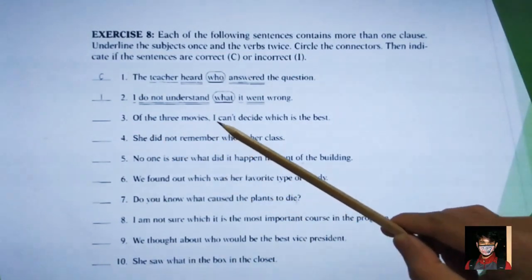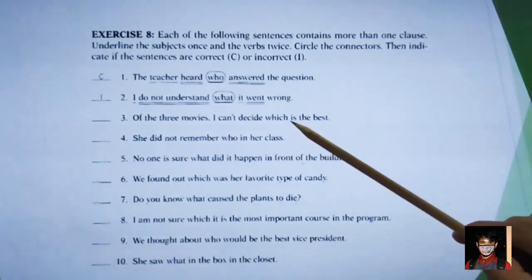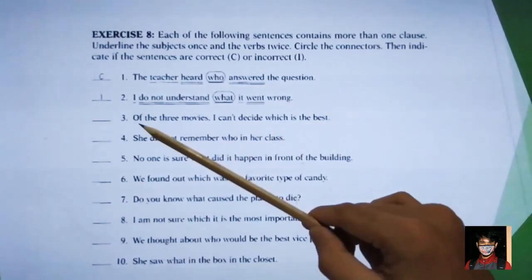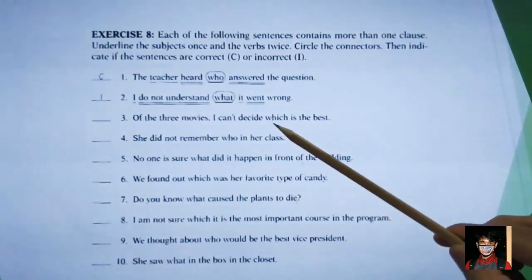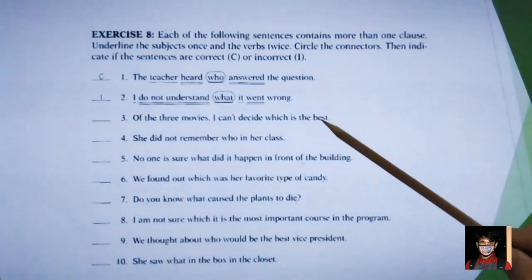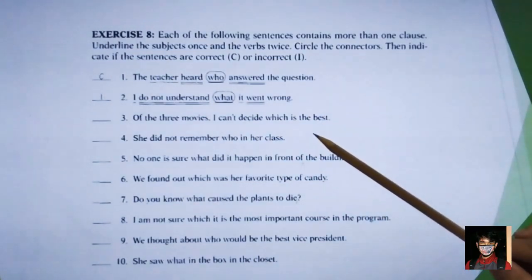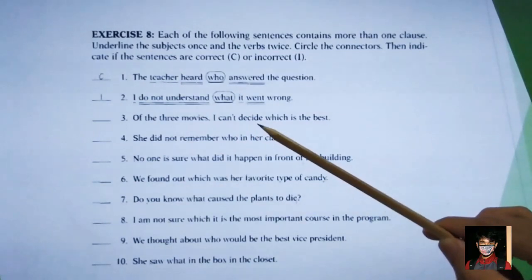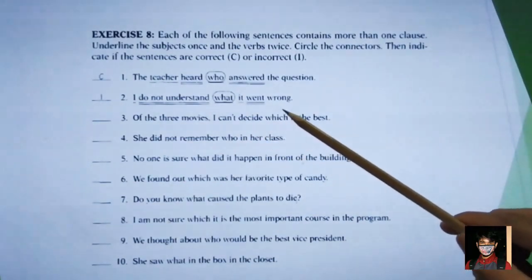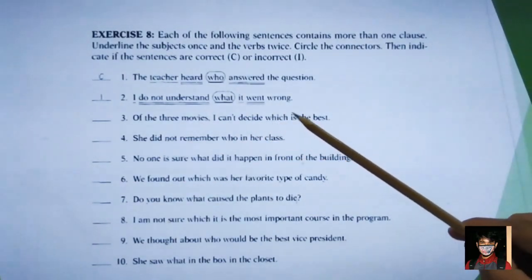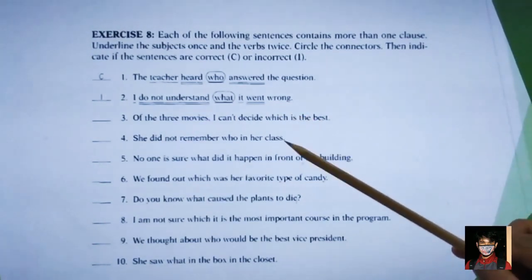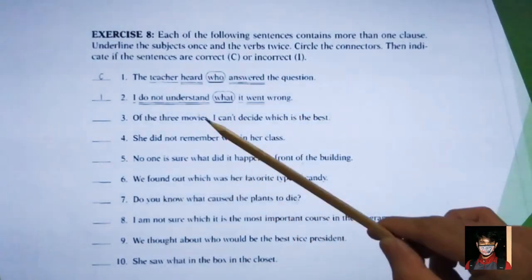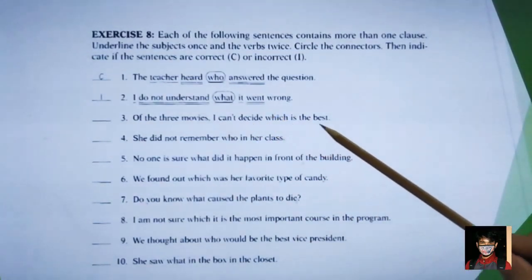Of the 3 movies, I can decide which is the best. So the question is, is it correct or incorrect? Subject, this one is a verb, this one is a connector, followed with the verb. Is it correct? Yes, the sentence is correct. I can decide that.